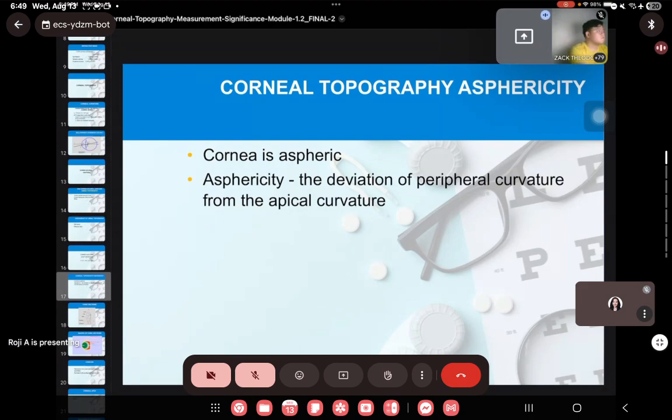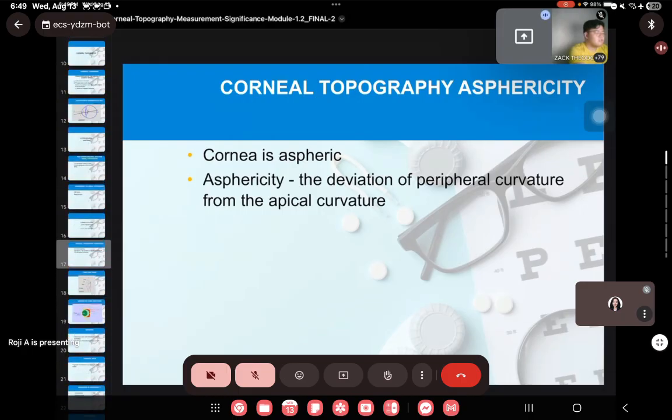Cornea, as we established, is aspheric, and the asphericity is the deviation of the peripheral curvature from the apical curvature, which means from the center, which is the most curved part of the cornea, it flattens peripherally. And this amount of flattening is called the eccentricity value. Do you follow? Any questions so far?